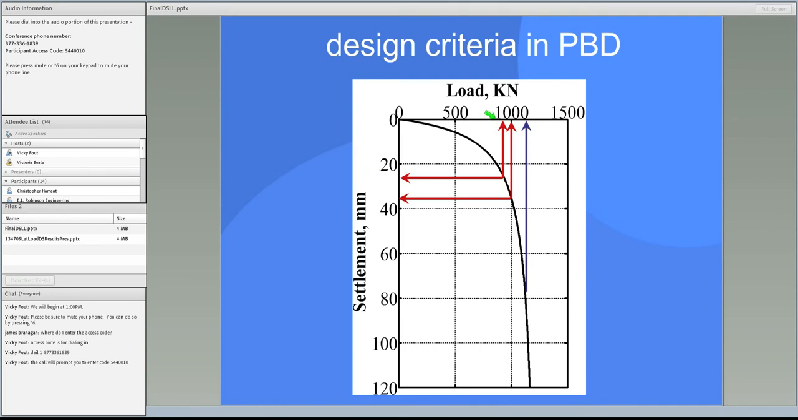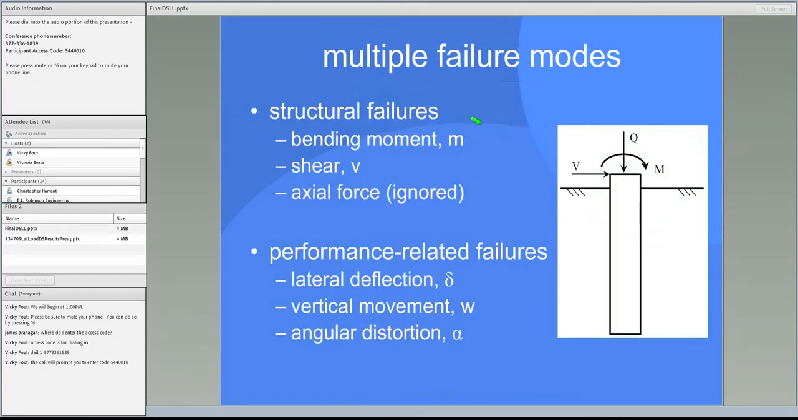So we need to consider the system reliability. The first equation is used to calculate the probability of structural failure. The second equation is used to calculate the performance-related failure. That is a union of the three failure events. Then for the system failure, we can use the third equation to calculate. That is the union of the structural failure and performance-related failure.